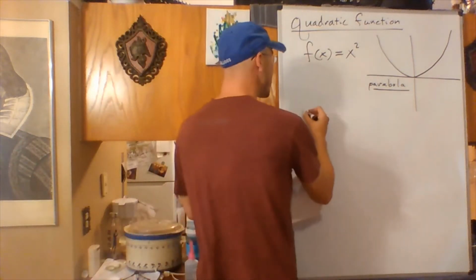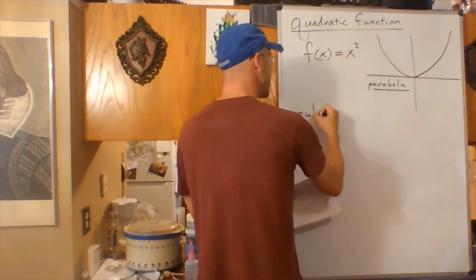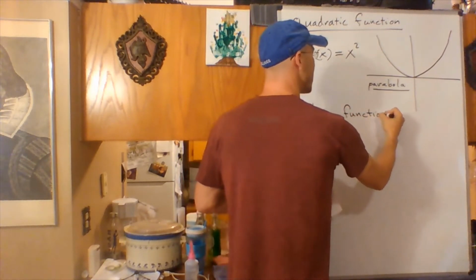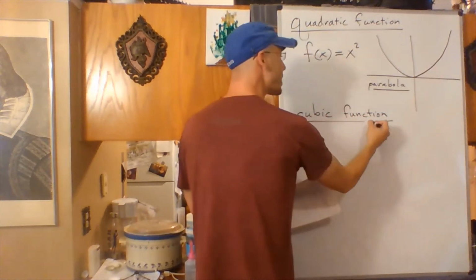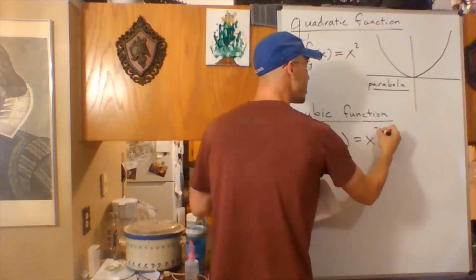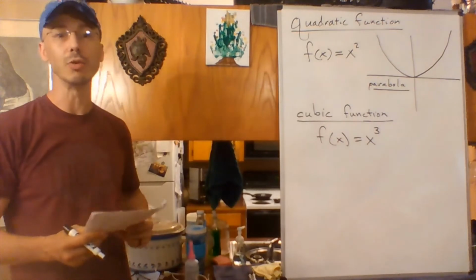More on these later, but in the list, the next one is the cubic function. What I would actually call the cubing function, but it is a cubic function. It's the simplest cubic function. F of x equals x cubed.